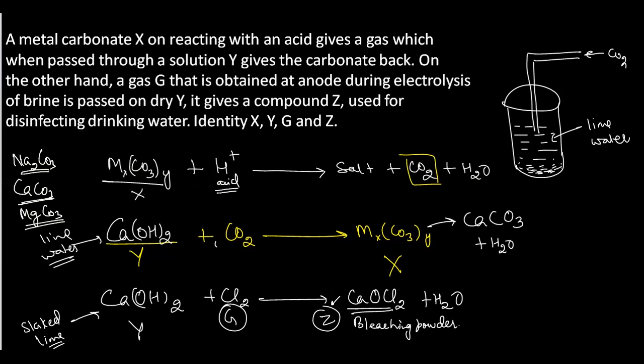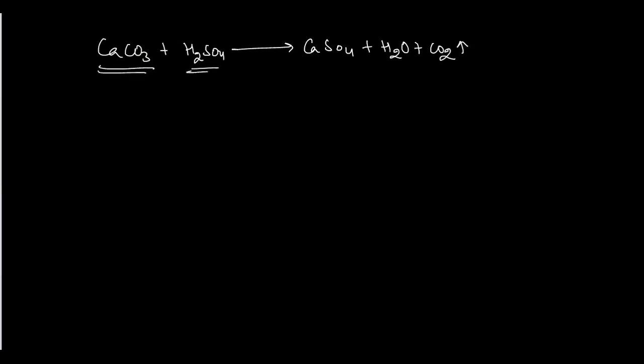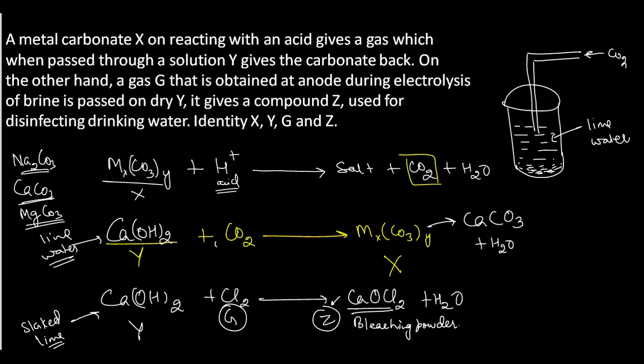Let me give you an example here. If you have calcium carbonate reacting with H2SO4, sulfuric acid, then it will give you calcium sulfate CaSO4 plus water plus carbon dioxide gas. So this is the general equation: metal carbonate reacts with acid to give you salt plus water plus carbon dioxide. Okay, so moving to the previous one. So let's move here.